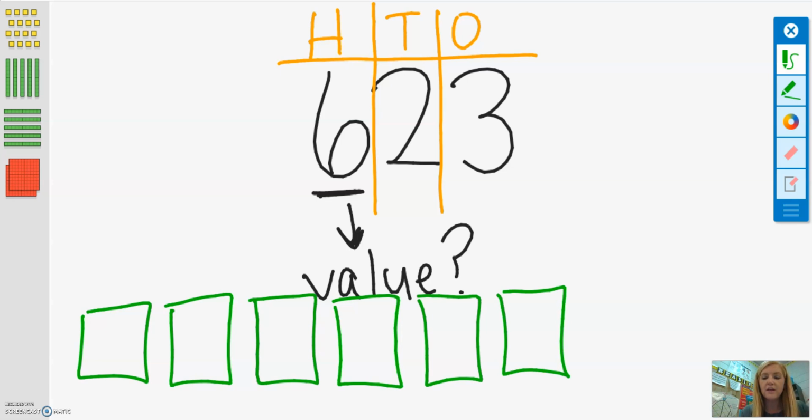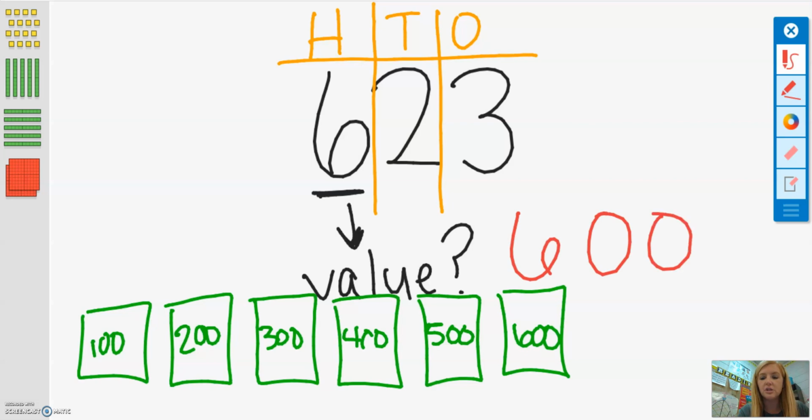So if I wanted to find the value of just the 6 in the hundreds place, then I'm going to count all of these hundreds by 100. So this would be 100, 200, 300, 400, 500, and 600. So what's the value of the 6 in the hundreds place? It has a value of 600.